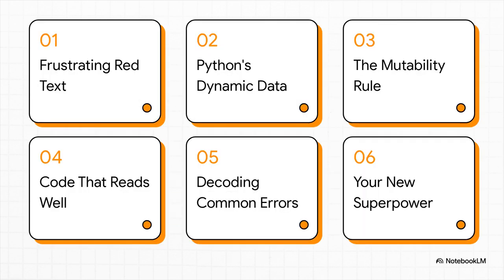So here's our roadmap for today. We're going to start by totally reframing how we look at that red text. Then we'll build up a solid foundation, talking about Python's data, a super important concept called mutability, and why making your code easy to read is a big deal. Then we'll use all that new knowledge to decode common errors and unlock your new coding superpower.